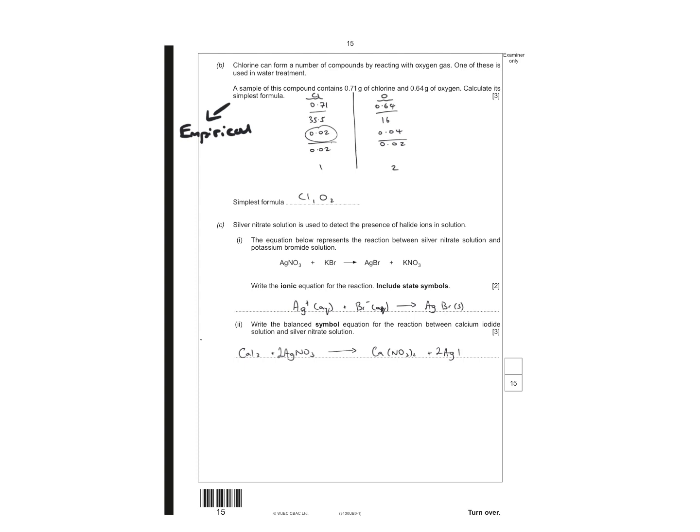Silver nitrate solution is used to detect the presence of halide ions in solution. The equation below represents the reaction between silver nitrate solution and potassium bromide solution. Write an ionic equation for the reaction including state symbols. State symbols, everybody, are these brackets here.